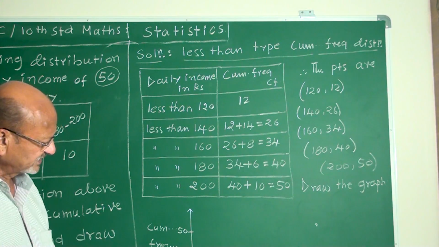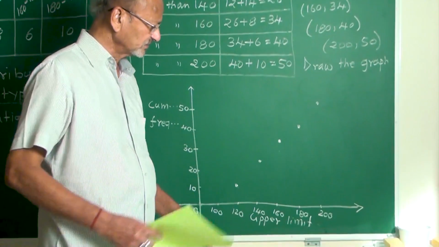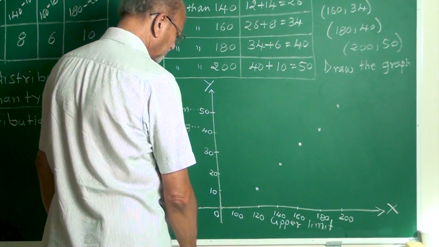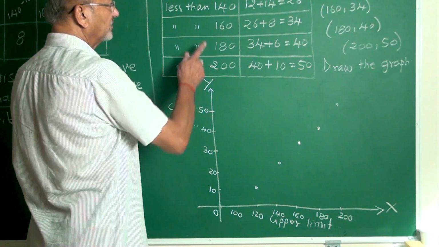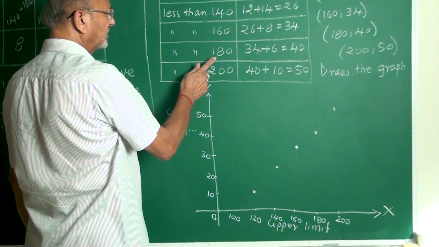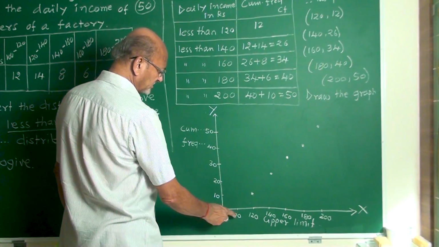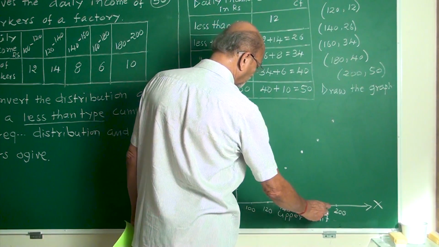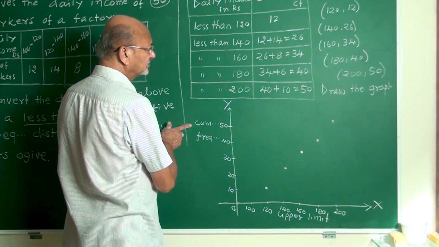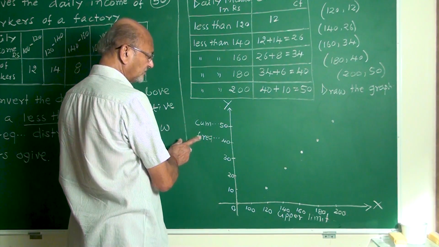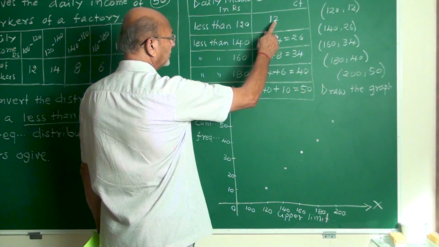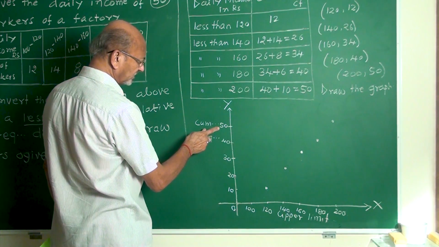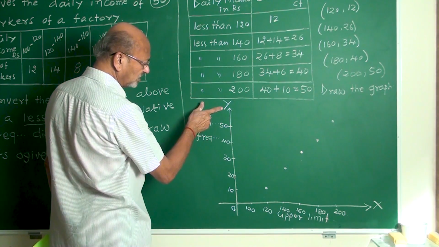Upper limit is along the x axis. This is the y axis. This is the origin. The upper limits are 120, 140, 160, 180, 200, with a scale. This is the origin: 100, 120, 140, 160, 180, 200. The corresponding cumulative frequencies go up to 50, from 12 to 50. Start with 10, 20, 30, 40, 50. This is cumulative frequency along the y-axis.